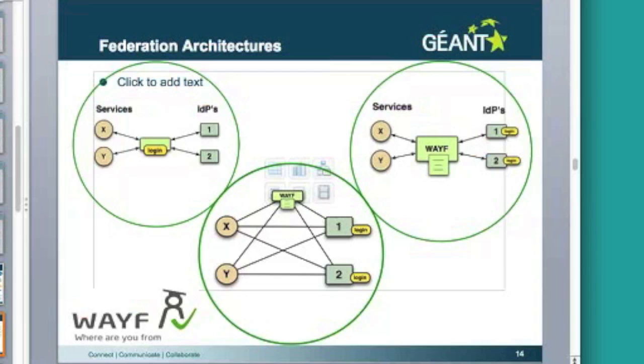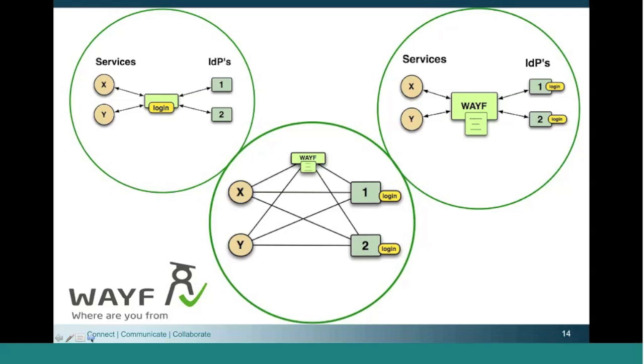At the bottom, you have a full mesh federation where every service gets connected to every login system, and the login system is at the institutional level. And then you have this where are you from service to allow you to find the path from the service that you're accessing to the institution that you want to log in as. And then we have finally a distributed hub and spoke federation where the discovery service is in the middle. These are the different federation architectures.